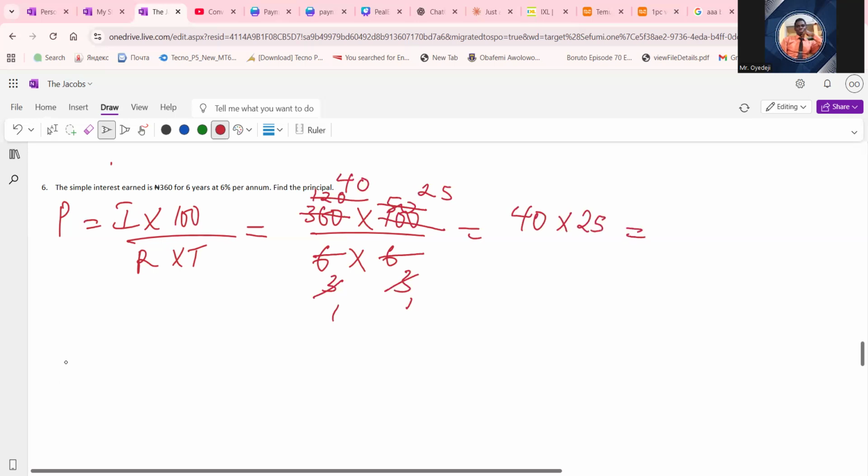Find our principal. Now 4 times, so you can just do 4 times 25. Now 25 times 2 is 50. 25 times 4 will be 100. That's 100. Then we add the 0 there.